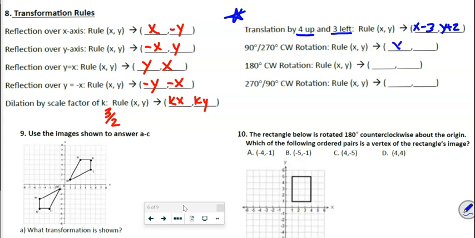Then we got the 90, 180, 270 rotations. 90 is going to be negative y comma x. This is negative x, negative y for 180. And this one, 270, is y, negative x, okay?